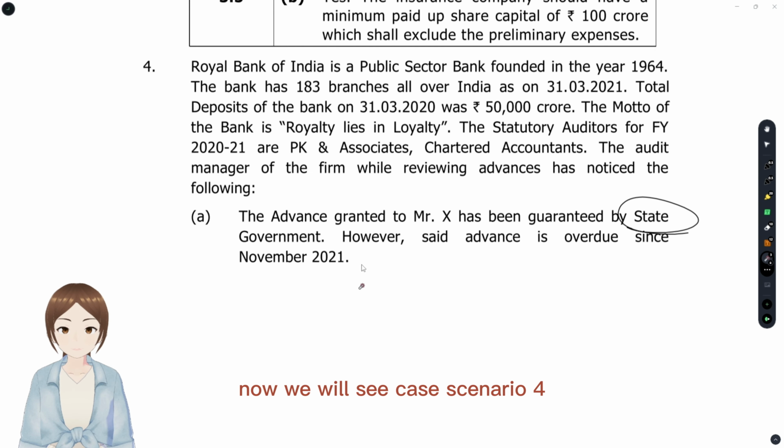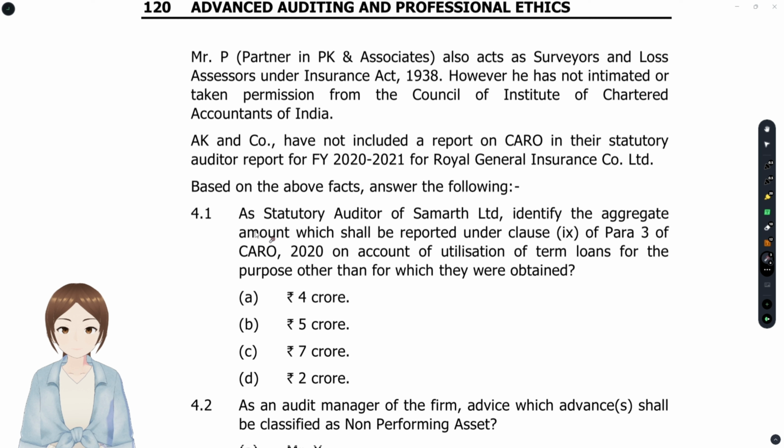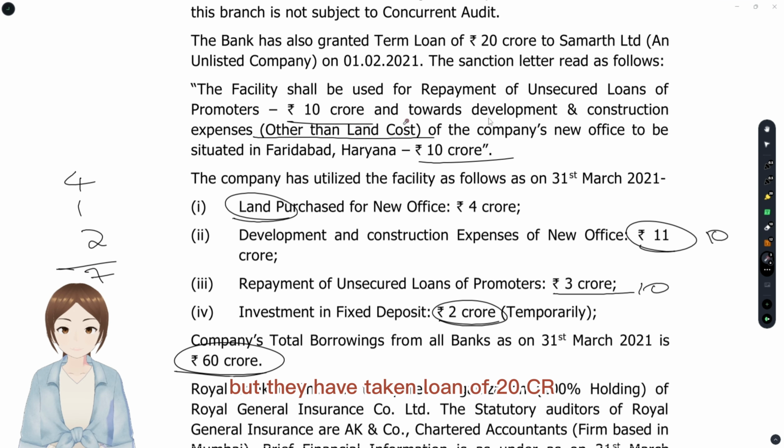Now we will see case scenario 4. In case scenario 4, the statutory auditor of Samrat Limited identified the aggregate amount which shall be reported under clause 9 of para 3 of CARO 2020 for utilization of term loan and all. We'll see here, they have taken a loan of 20 CR, 10 CR for development and construction expenditure other than land, and 10 CR for repayment of unsecured loans to promoters, etc.